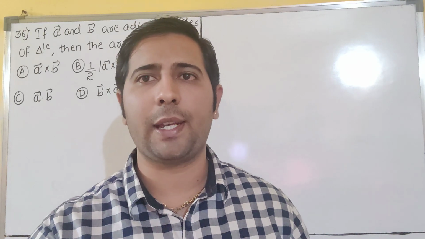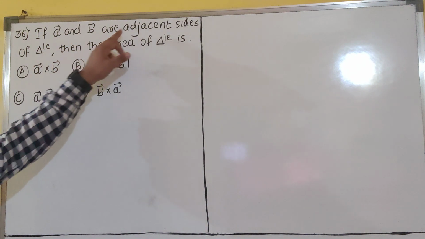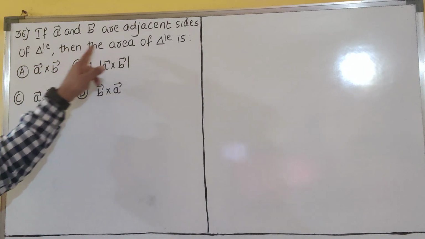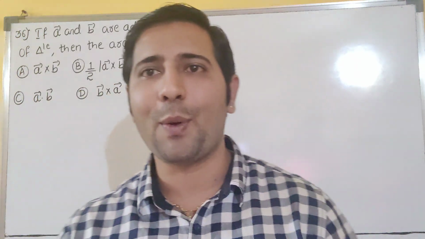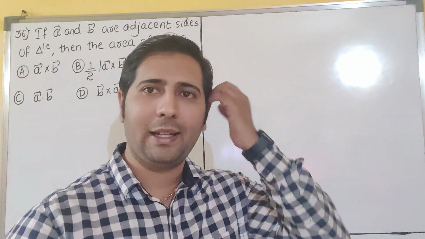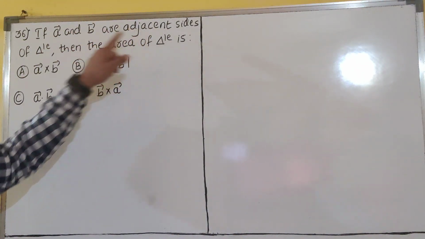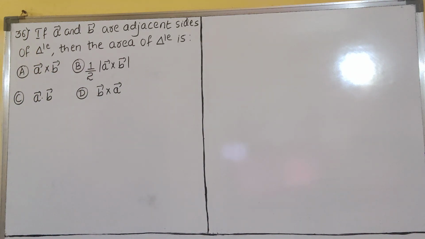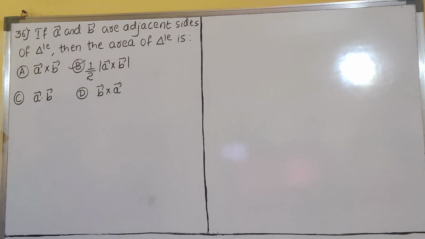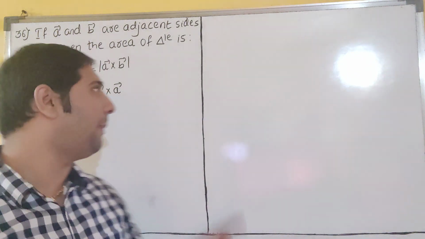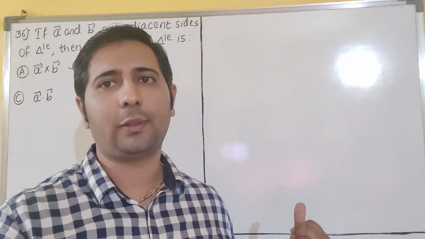We'll see the next question, dear students. I hope all of you have copied the last question. If vector A and vector B are adjacent sides of a triangle, then the area of the triangle is, direct answer. Everyone knows that, I think. So if vector A and vector B are adjacent sides of a triangle, what is the formula? It's direct, dear students. That is option B: magnitude of vector A cross B divided by 2. This is our required answer. So please copy this. We'll see the next question.